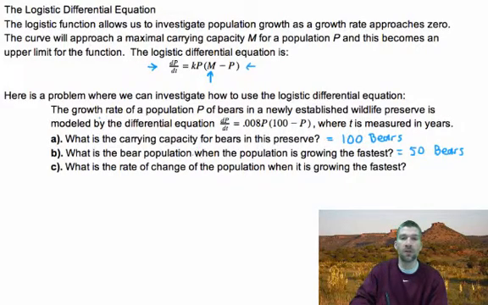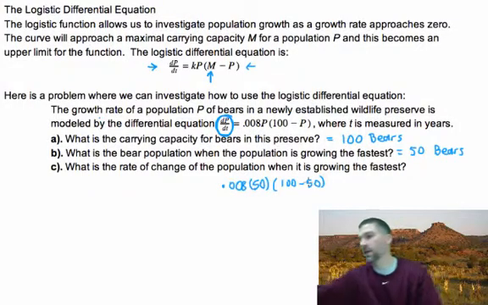What is the rate of change of the population when it's growing fastest? Remember, this is rate of change. So if I want to know the rate of change when it's growing fastest, well, I know that my population then would be 50. So I'd have 0.008 times 50 times 100 minus 50. So I'll need to punch that into my calculator here.